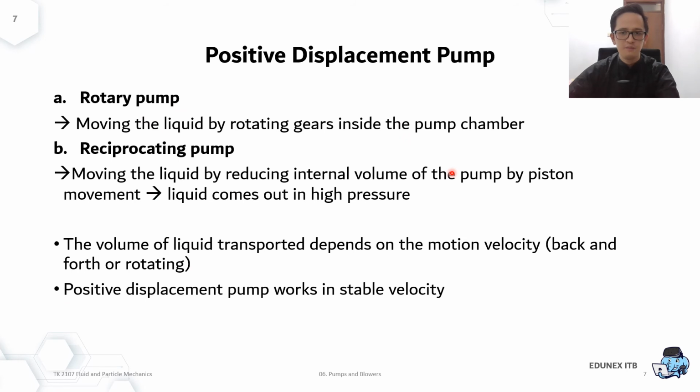So the second type, the PD pump, we will talk about 2 main types of PD pump. The first one is a rotary pump. It moves the liquid by rotating gears inside the pump chamber. The second one, reciprocating, moves the liquid by reducing the internal volume of the pump by piston movement. So liquid comes out at high pressure. In this PD pump, the volume of liquid transported depends on the motion velocity, back and forth, as in a piston, or rotating in a rotary pump. A PD pump works at a stable velocity.